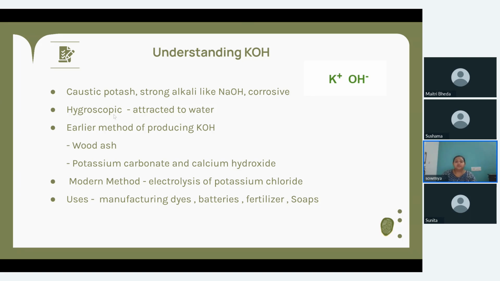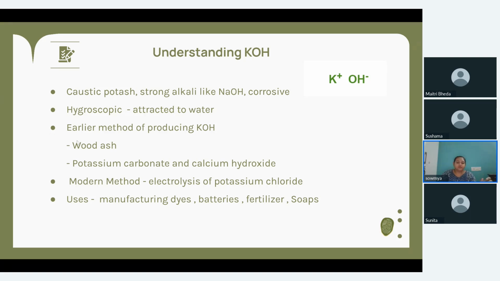Another important property of potassium hydroxide is that it is highly hygroscopic, meaning it easily attracts moisture to itself, and it will become very liquid and mushy when it is exposed to air. That is why you need to keep it in a proper, airtight container, and you should not expose it to air that easily.